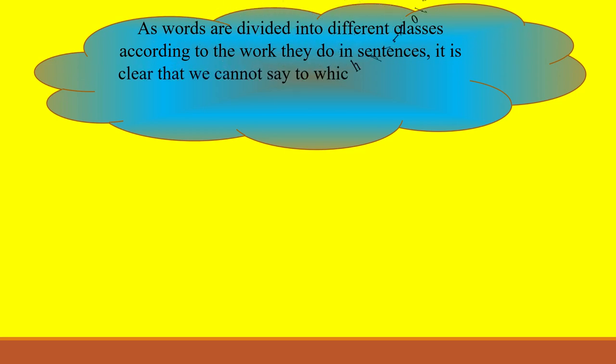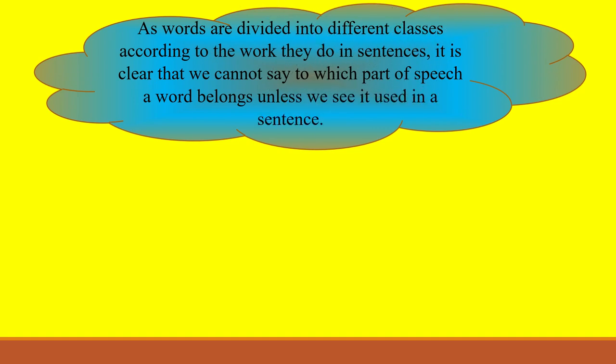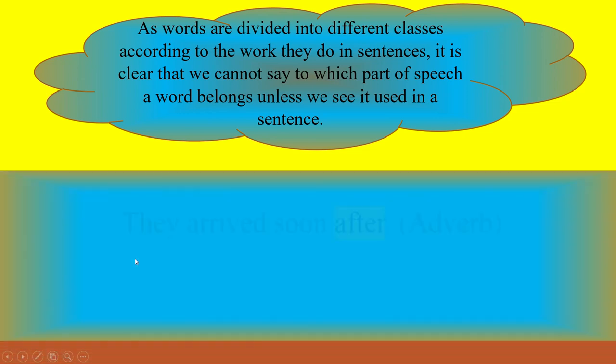So look at here. Next one. We have already seen the words are categorized into parts of speech. As words are divided into different classes according to the work they do in sentences, it is clear that we cannot say to which part of speech a word belongs unless we see it used in a sentence. The use of a word in a sentence is important to identify what kind of part of speech it is. That's very important.